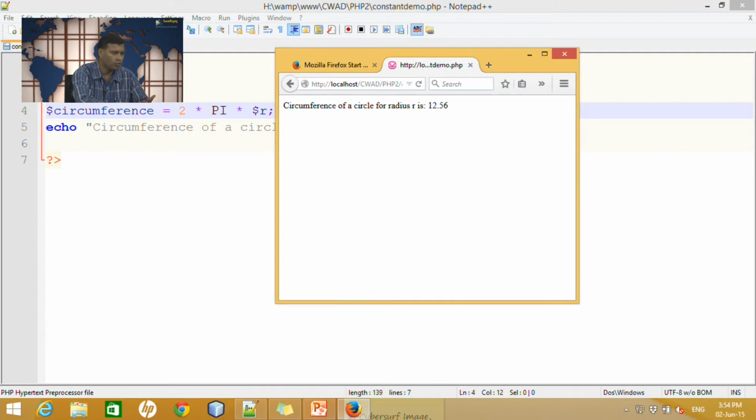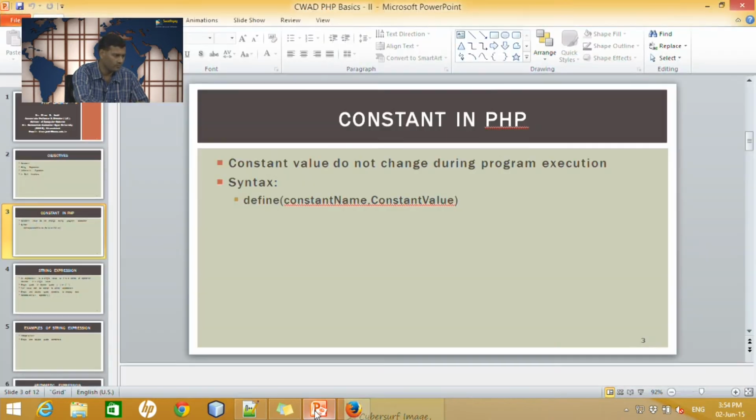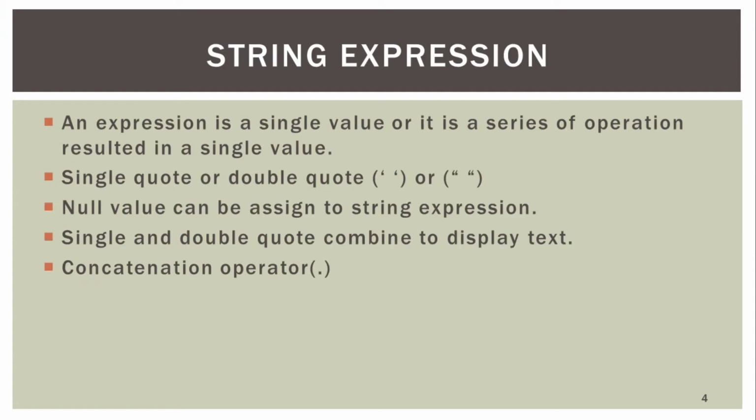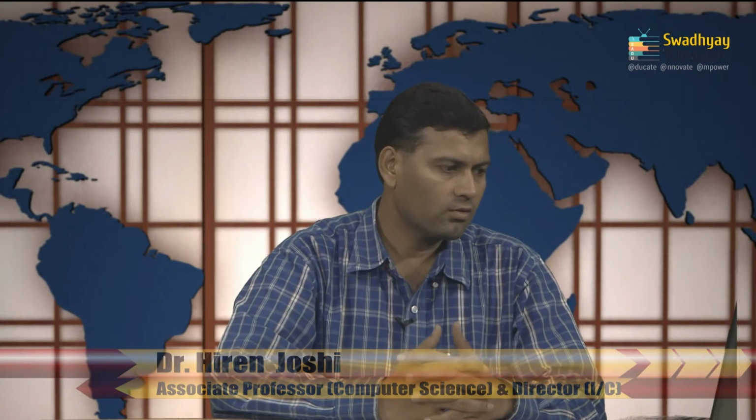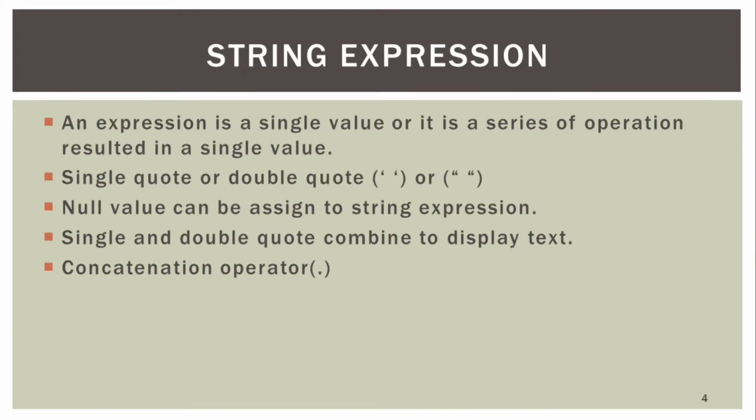You can define string constants as well. Here I defined a numeric constant of float value, it may be a string constant as well. Now, string expression. An expression is a single value or the result of an operation, which after evaluation will give you a single value. So, an expression always has a single value. Single quote or double quote can be used to write string expressions. So, PHP is free, that means it is not rigid, you can use either single quote or double quote for string expression. Let us take one example.